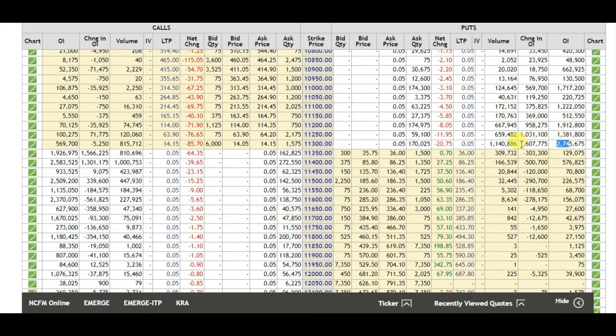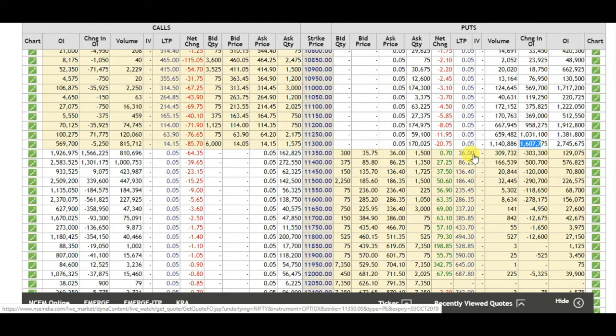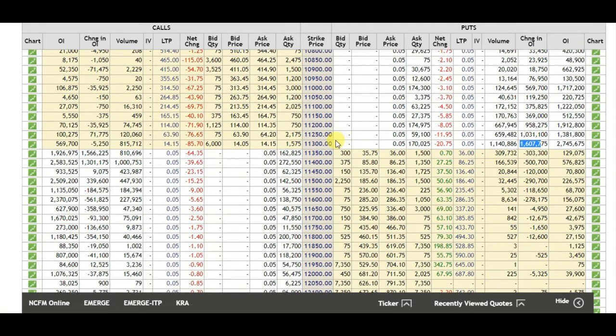So this is a very big number, and as it is a minus 20, it means the put writers or put sellers sold the contracts at strike price 11,300 in a huge number. Now, what is the thinking of a put writer or put seller? A put writer or put seller will sell the contract only when they feel that Nifty will sustain above that strike price, which is 11,300.